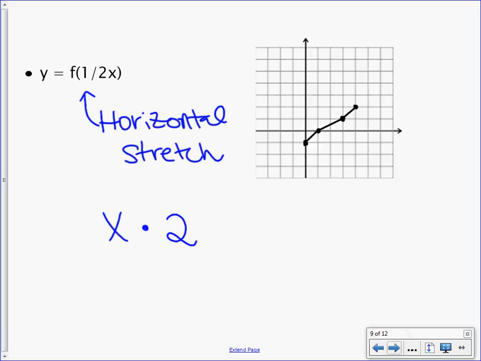So this coordinate is 0, negative 1. What does it become? It stays there, okay? This coordinate is 1, 0. If we multiply the x by 2, it becomes 2, 0. This coordinate is 3, 1. If we multiply the x by 2, we get 6. And this coordinate is 4, 2. It becomes 8.